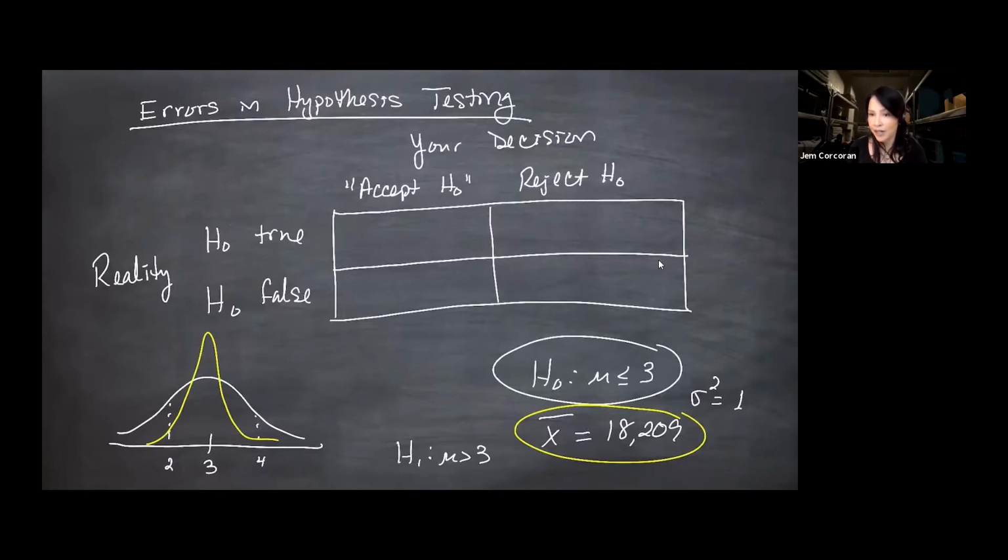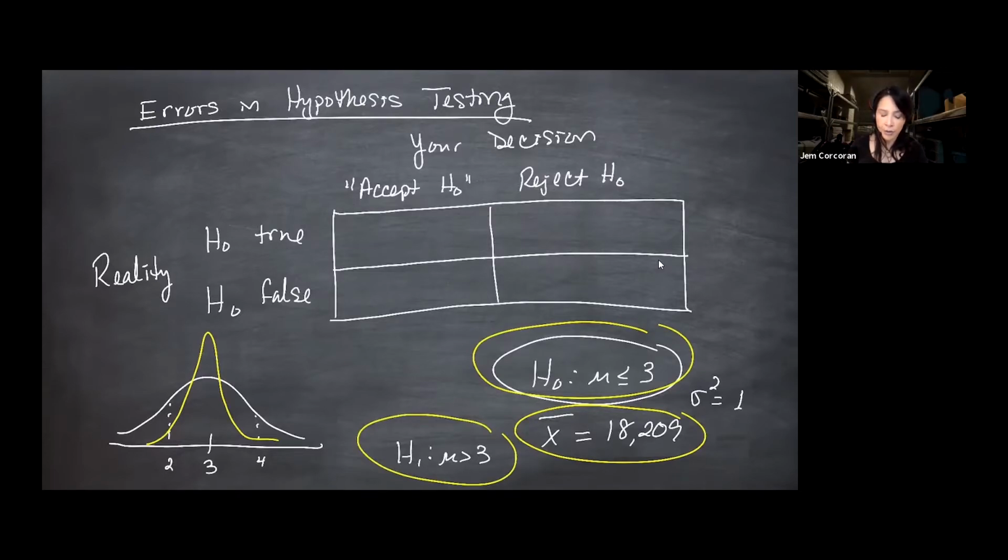But technically, it's possible. And so that's the mistake you can make in hypothesis testing. It's not your fault. It's just that if you saw that giant x bar, you would probably reject this null hypothesis and go with this alternative. And there's a slim, slim chance that you could be wrong about that.